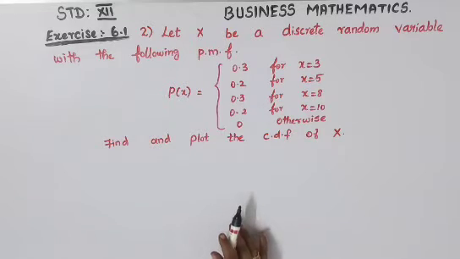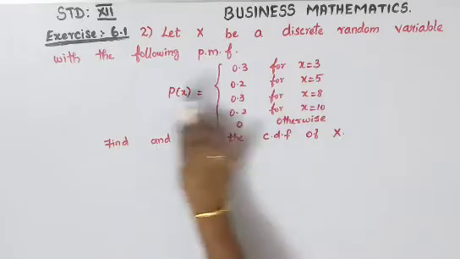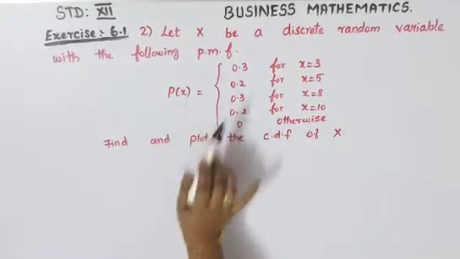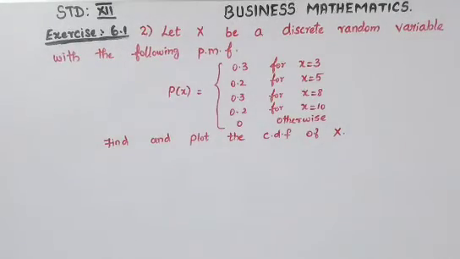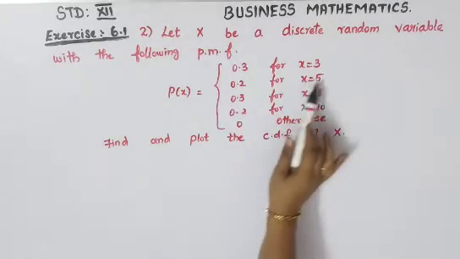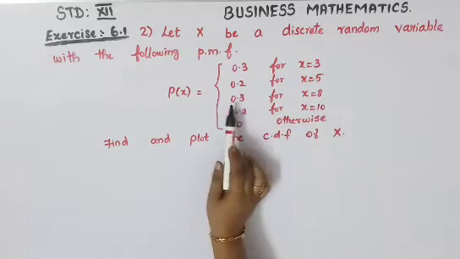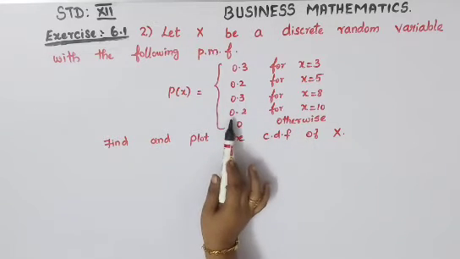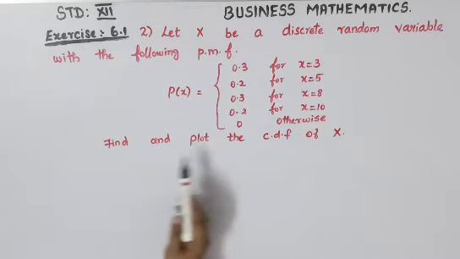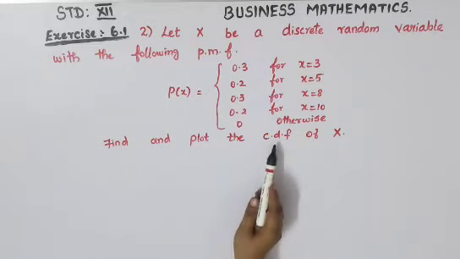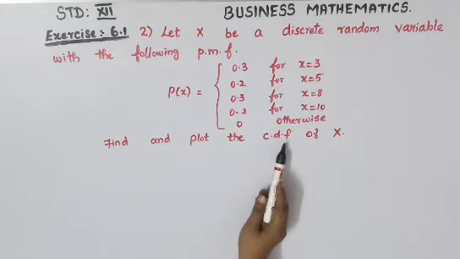Standard 12th Business Mathematics Exercise 6.1. Let X be a discrete random variable with the following PMF, that is probability mass function. P of x is given 0.3 for x equal to 3, 0.2 for x equal to 5, again 0.3 for x equal to 8, 0.2 for x equal to 10, and 0 otherwise. Find and plot the CDF, that is cumulative distribution function.